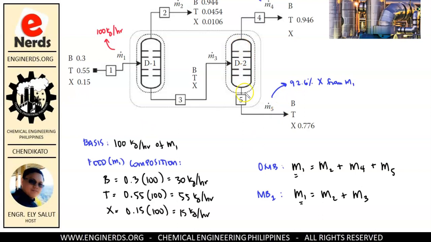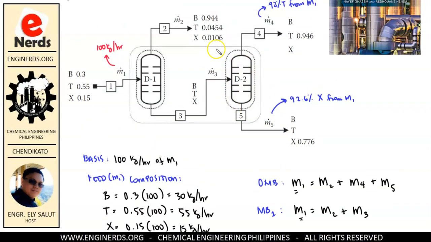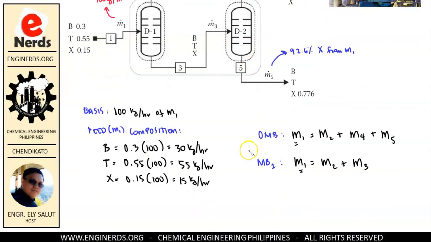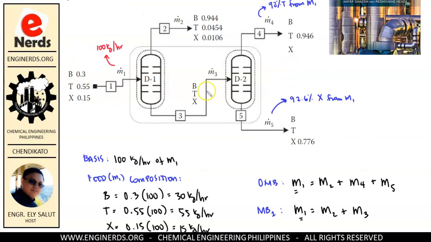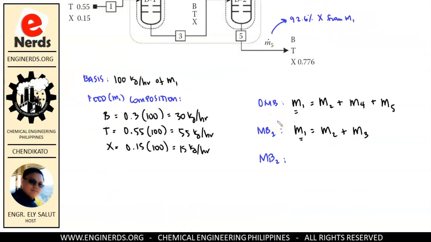So, now, let us have our material balance dito sa ating second unit. What is coming in? Our M3 is coming in, M4 and M5 are leaving. So, we have M3 is equal to M4 plus M5. On this material balance, as we can see, everything is unknown. Hindi natin alam yung value ng M3, M4, and M5.